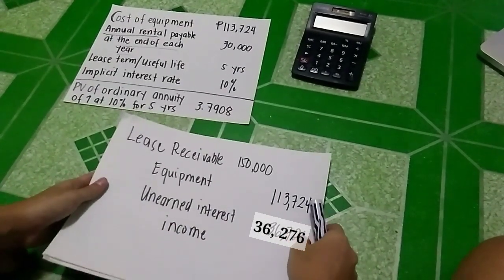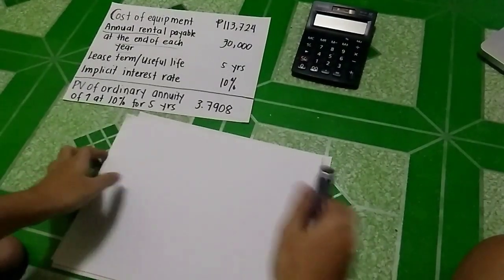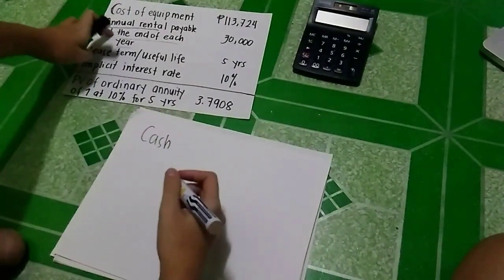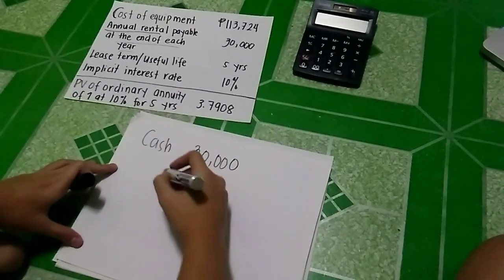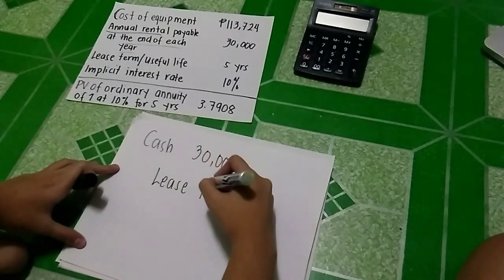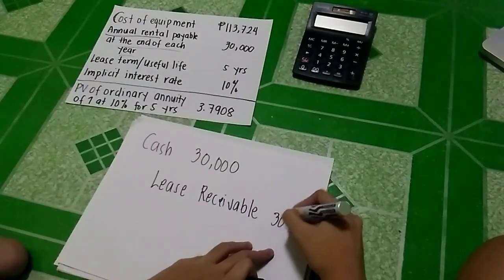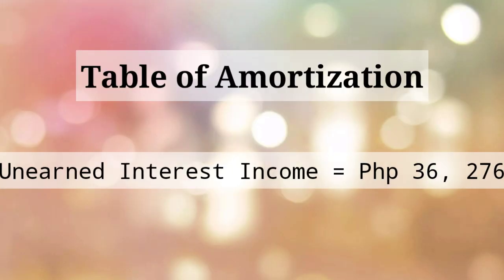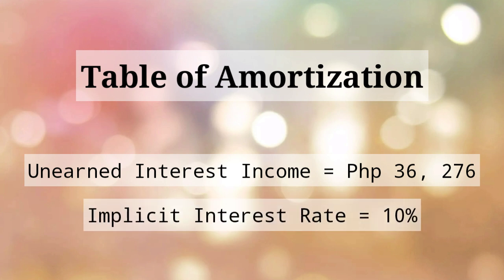And what is the journal entry in the annual payment? So we have debit cash, the annual payment or the annual rental, which is 30,000, and credit lease receivable. Mababawasan ang lease receivable dahil nagbayad na ang lessee. So that's it. The unearned interest income of 36,726 is recognized over the lease term following the effective interest method as follows.